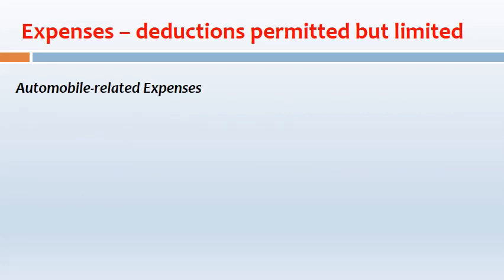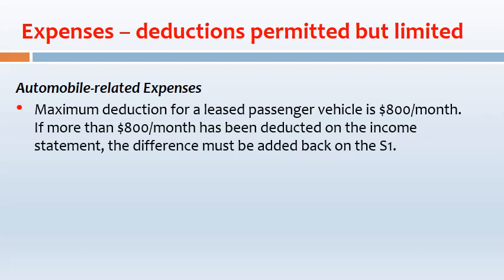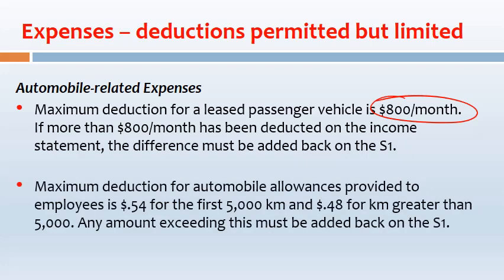Some other automobile-related expenses that are permitted but limited are leased passenger vehicles. If a corporation is leasing a passenger vehicle, for example, for the CEO to drive around, the limitation is $800 a month. If any more than $800 a month has been deducted on the income statement, then you would have to add back the difference on the Schedule 1.